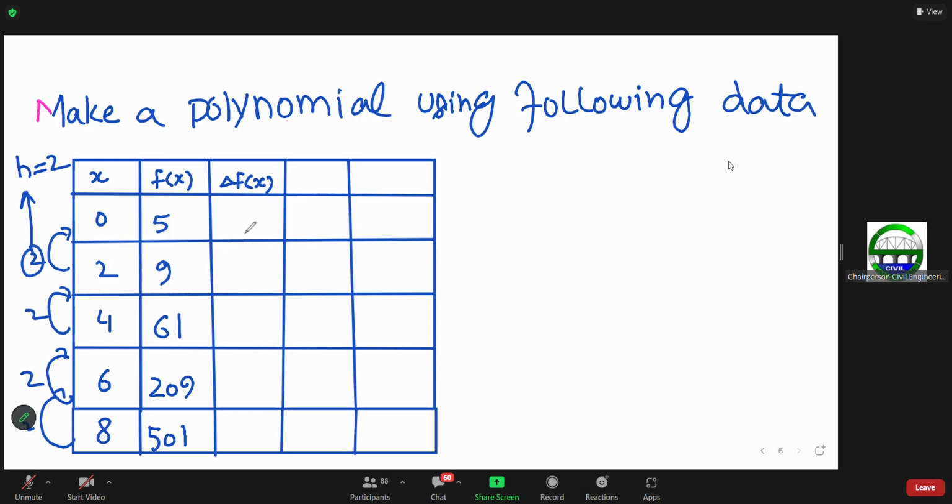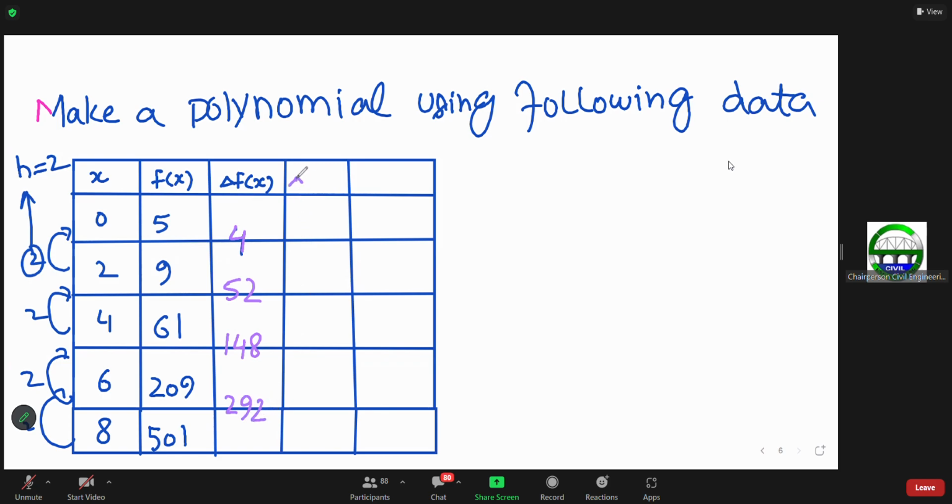Okay, let me change the color. It is 4. What is the next? You guys can tell me. Yeah, keep telling me. Next, 52, and next. What is next? 148. And next, 292. Great.